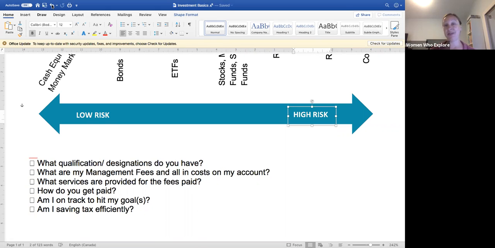So top 3 takeaways of what to ask your advisor is: what are their designations? What are their fees? And what services do you get for what you're paying for them?